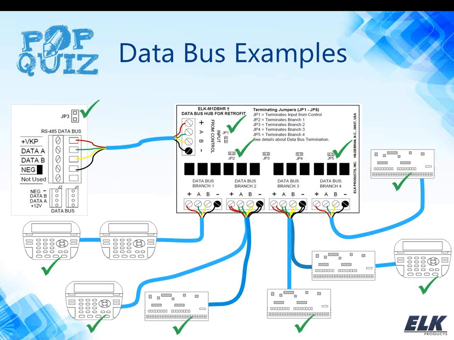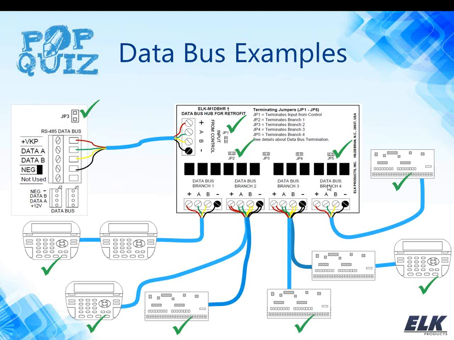Now looking at branch 3, we have a daisy chain run of what looks like maybe an input expander and a keypad, and then we've got another input expander on a run by itself. So we're terminating the device that's at the end of the daisy chain, which is the keypad, and then this device that's by itself on its own run will also get terminated. That's our 2 points. We don't need to terminate for branch 3 at the hub.